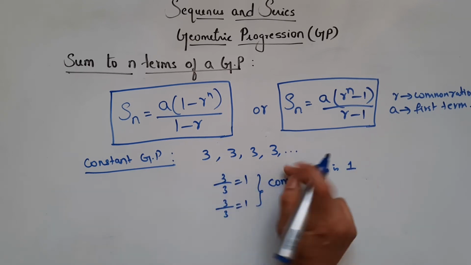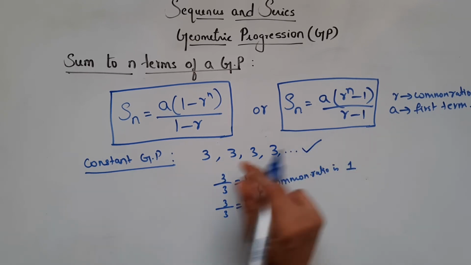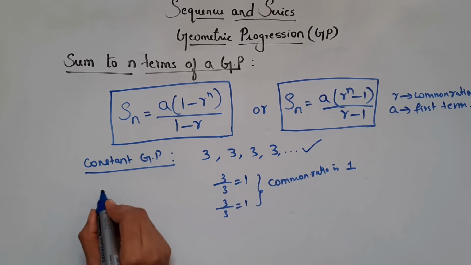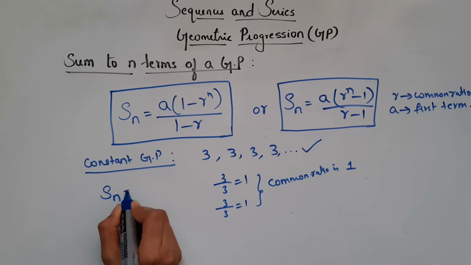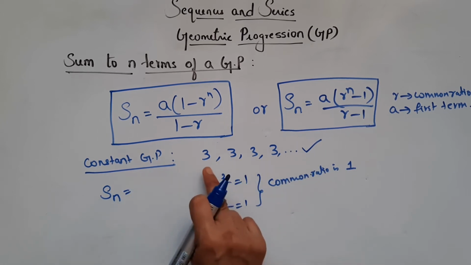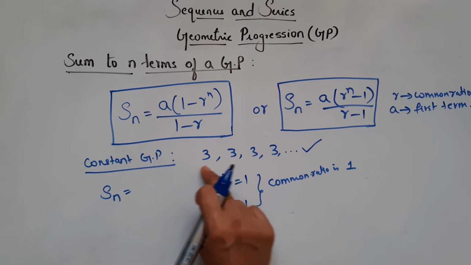So therefore this sequence is in GP. Here all the terms are 3, so it's a constant GP. Now what is the sum of a constant GP? That is Sn. If you want to add all the terms up till n, that would be 3 into n, right? The sum of this sequence.